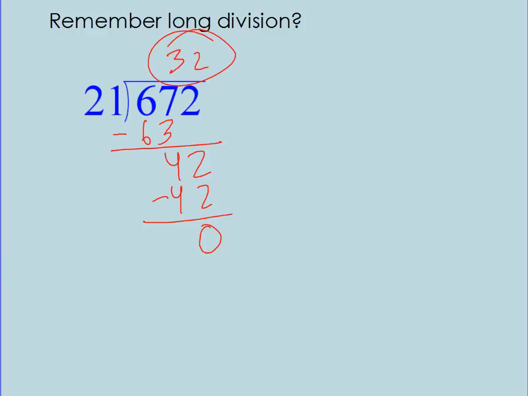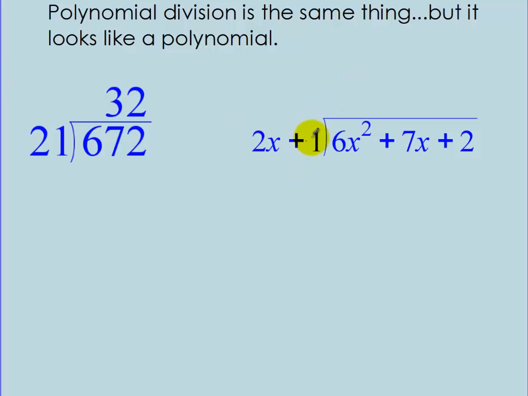When you do polynomials, it's similar math. For example, instead of writing it with numbers, I wrote this as polynomials. So it's 2x plus 1 instead of 21, and 6x squared plus 7x plus 2 instead of 672. It's the same idea, but you're going to have a polynomial. You look at the left term, 6x squared. How many times does 2x go into 6x squared? You're looking at 2x times what is 6x squared? That's going to be 3x, because 2x times 3x is 6x squared.